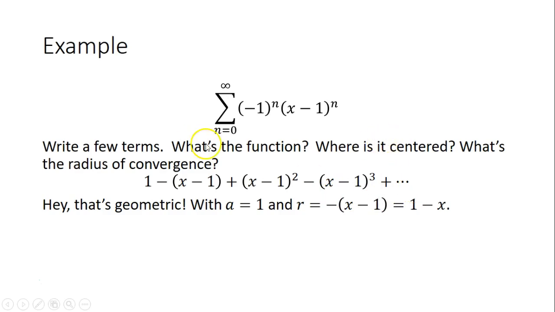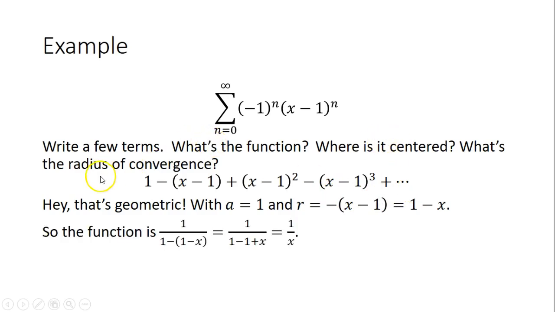Okay? So if we want to know what the function is, we can just do a over 1 minus r, right? As long as we have the absolute value of r less than 1. So we'll get to that in a second. But first of all, the function should just be 1 over, so a, which is 1, our first term, over 1 minus r. That's 1 minus our r here, which is 1 minus x. Distribute the negative, that's 1 minus 1 plus x. The 1's cancel, that's 1 over x.